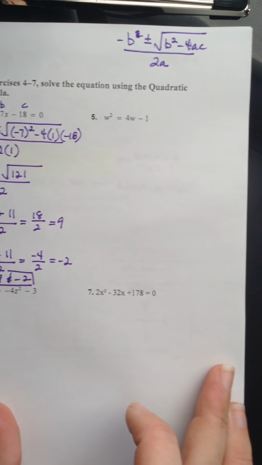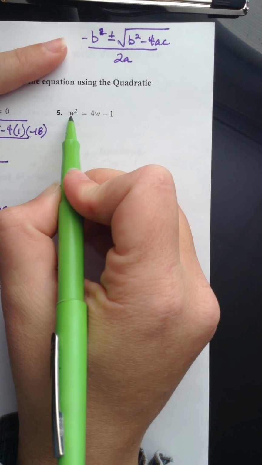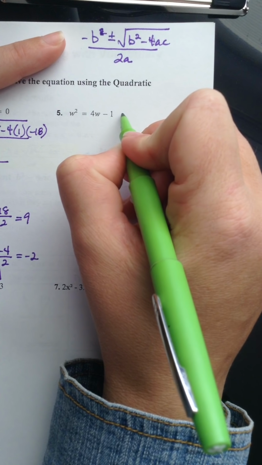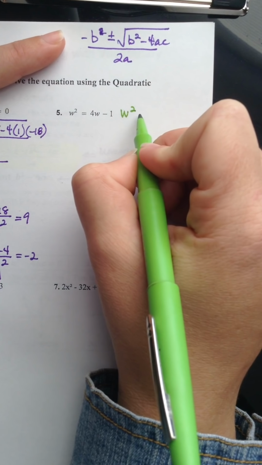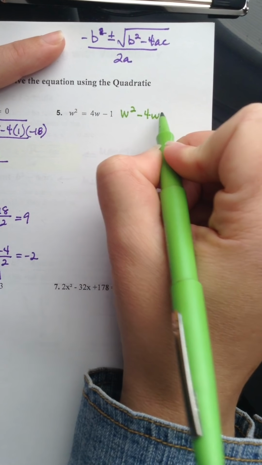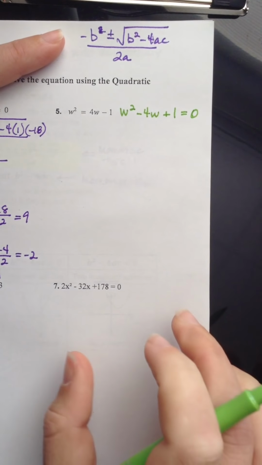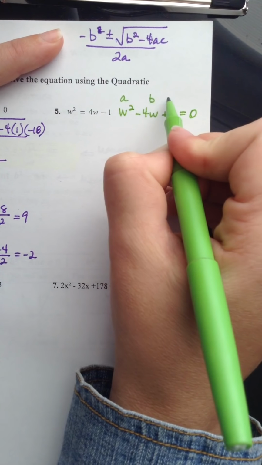Okay, moving over to number 5. Now remember, anytime we do these problems, they really need to be in standard form. We also want our a to be positive. Currently it is. Let's move everything else. So I'm going to do w squared. My positive 4w will become negative, so negative 4w. My negative 1 will become positive, and it'll be equal to 0. So now I have it in standard form, remembering that we have a, b, and c right here.